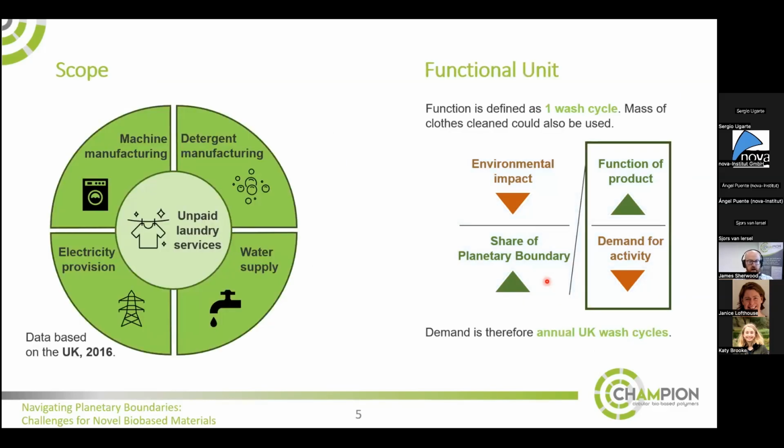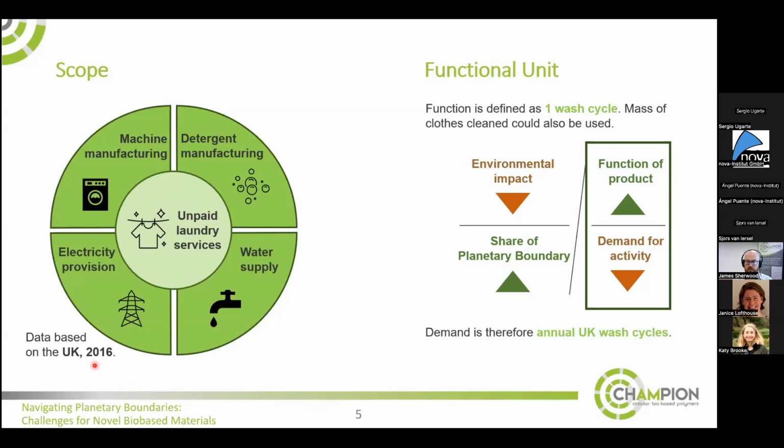So the scope does not just involve turning on the washing machine and putting the clothes in. We're also going to think about making the washing machine and the detergent, and also the supply of electricity and water. The case study today will be based on the UK in 2016. This is just because there's a good data set which I've used, and that will become apparent later.